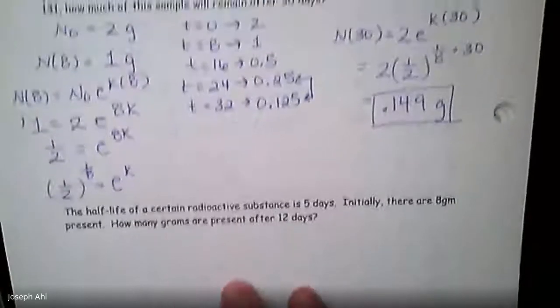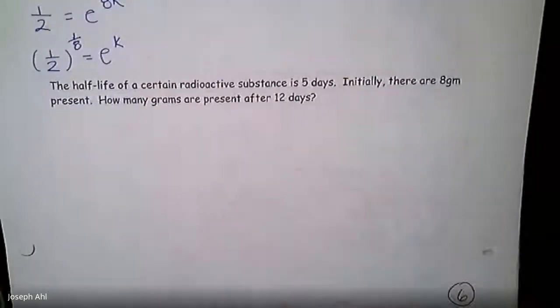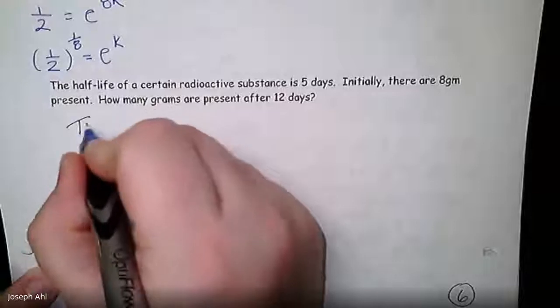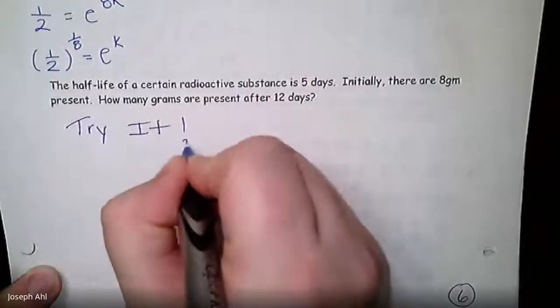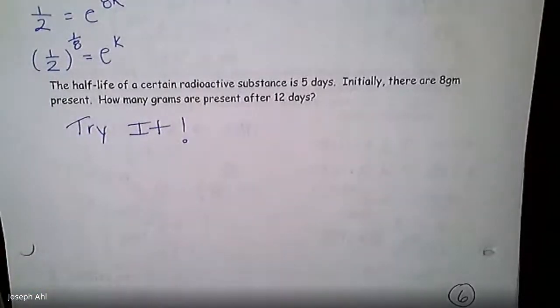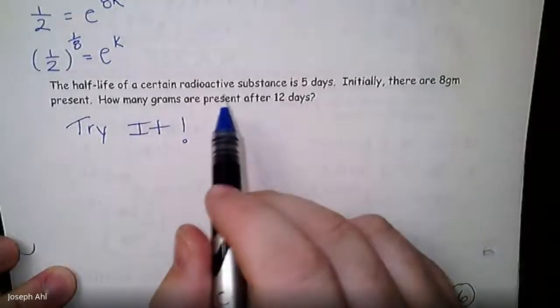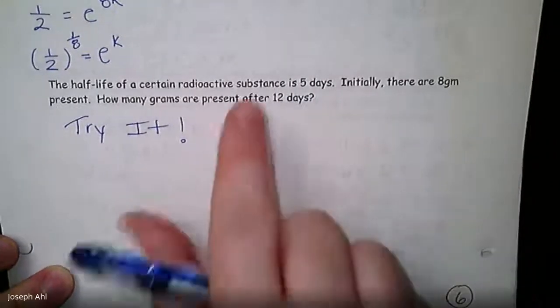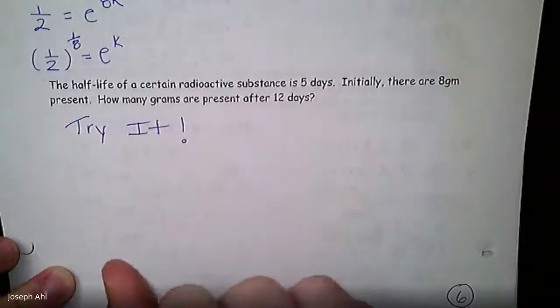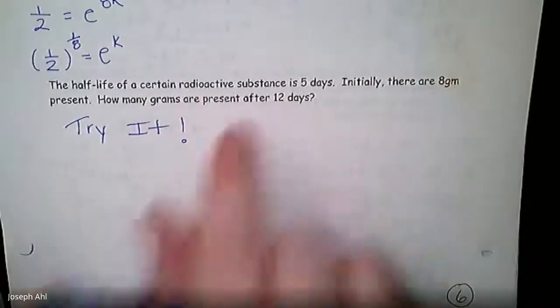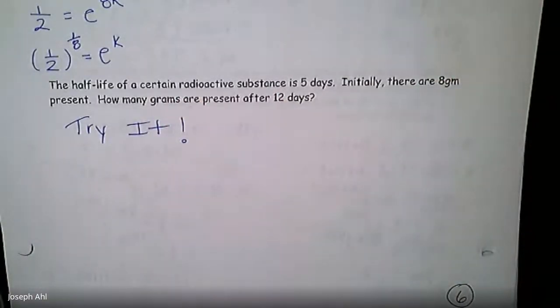I think if you're able to follow that example, you should be able to do this one on your own. So give it a try, follow the same exact logic as above for the half-life, and this one is just a general radioactive substance. We don't know which one it is, but I'm telling you it's 5 days. I gave you an initial amount. How much would be present after 12 days? So give that a try.